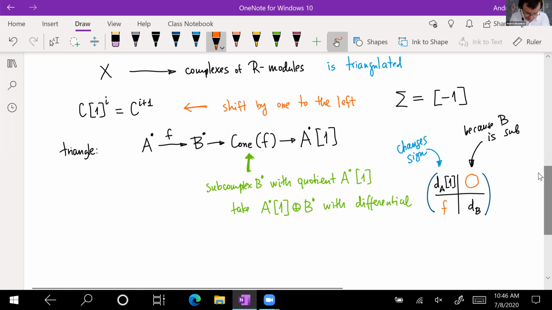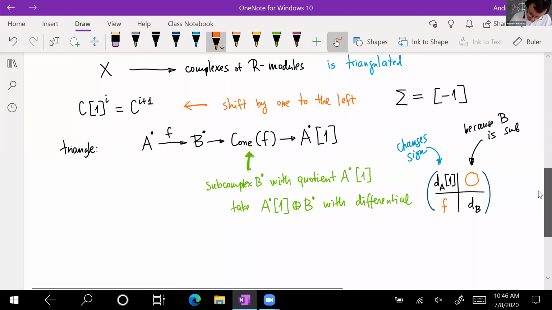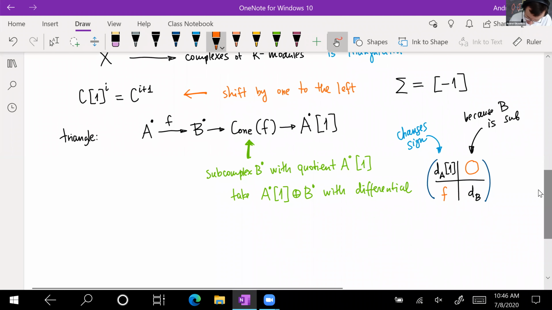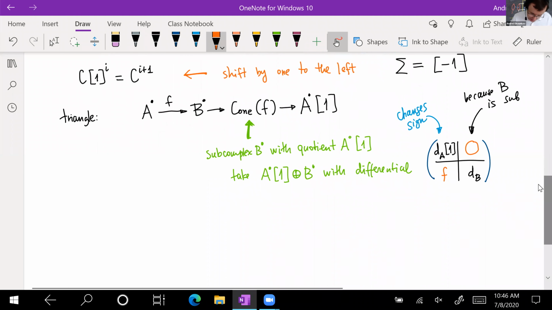A triangle in the category of complexes is a triple that's isomorphic to a triple like that. So what makes it a triangle in this category? The fact that F is a map of complexes means that this new differential squares to 0. So that's an exercise. And then there's an analogous notion in topological spaces.